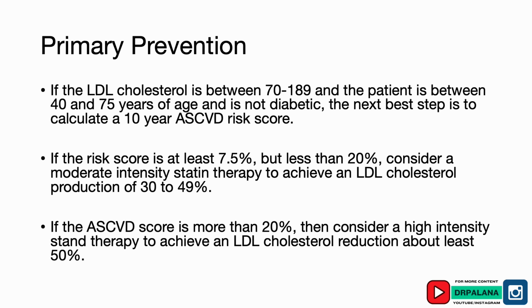If the LDL cholesterol is between 70 to 189 and the patient is between 40 and 75 years of age and is not diabetic, the next best step is to calculate a 10-year ASCVD risk score. If the risk score is at least 7.5% but less than 20%, consider a moderate intensity statin therapy to achieve an LDL cholesterol reduction of 30 to 49%. If the ASCVD risk is more than 20%, then consider a high intensity statin therapy to achieve an LDL cholesterol reduction of at least 50%.